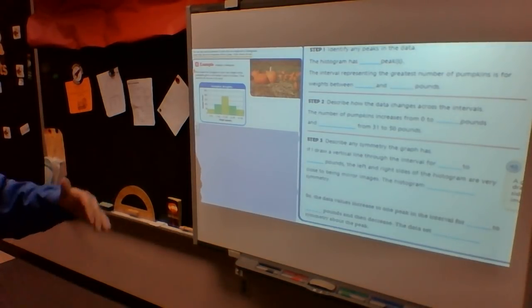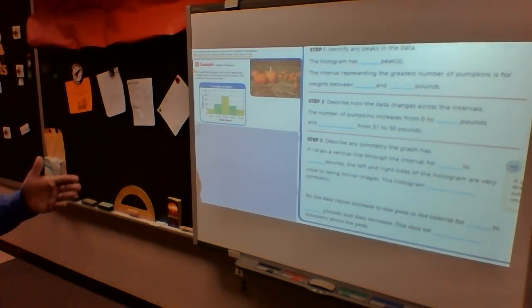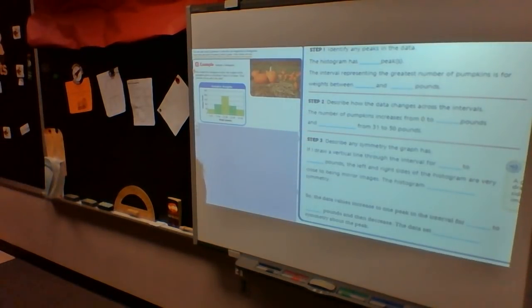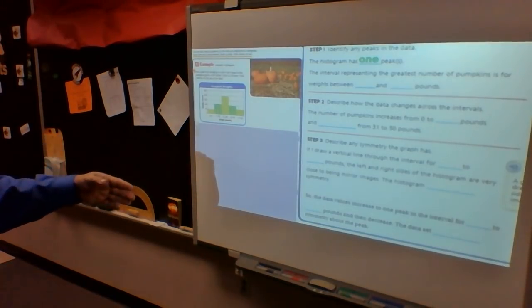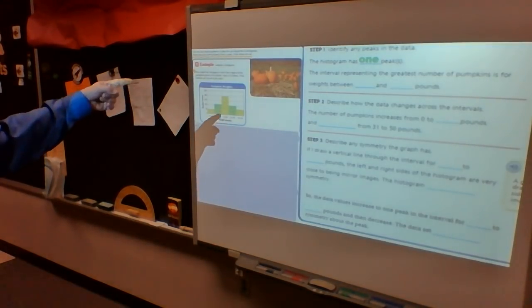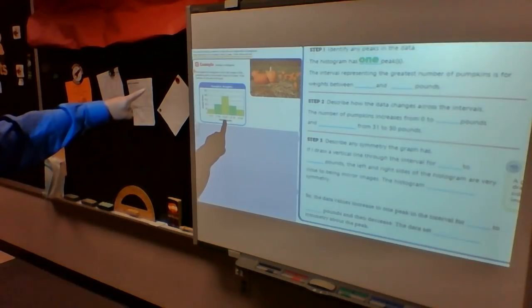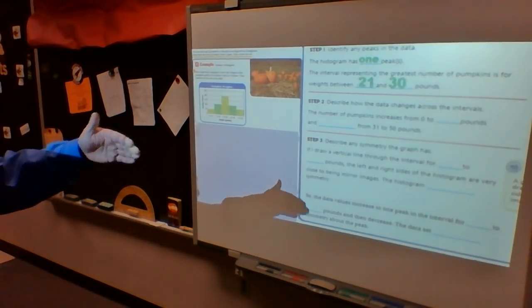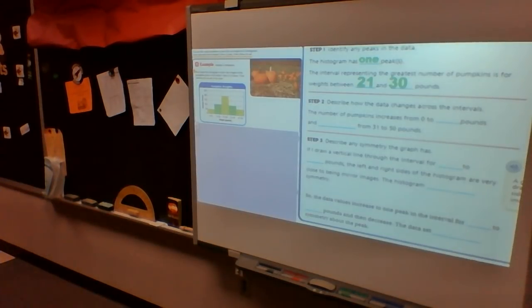So then my thinking pattern, we go just piece by piece. Identify any peaks of the data. And the peak is the highest point. It says the histogram has blank peaks. Well, it only has one. The interval representing the greatest number of pumpkins is for weights between what? So when I talk about my peak, my highest number, then I look at my data chart. We're talking about weights in pounds. So I'm talking about between 21 and 30 pounds.